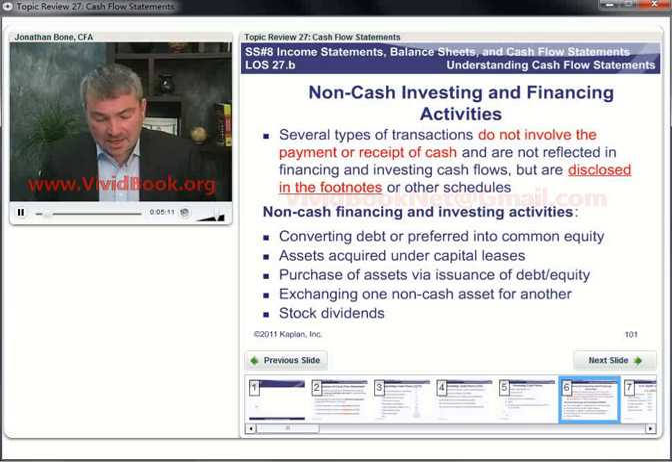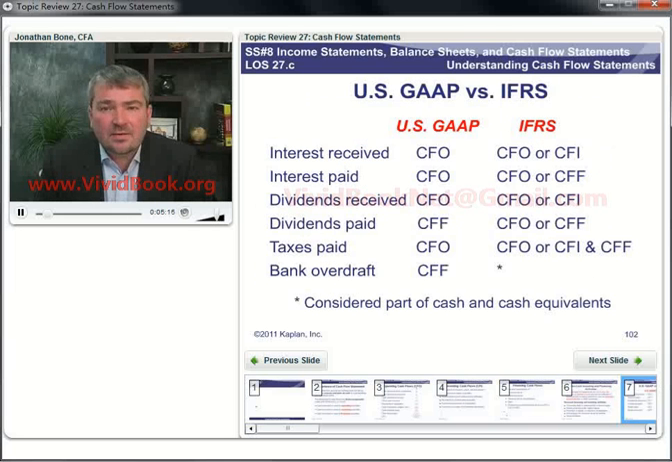Our next LOS asks us to contrast US GAAP and IFRS. Notice US GAAP here is far more prescriptive than IFRS. It tells you where all the cash flows will go. IFRS has far more flexibility, allowing you to report economic substance. So let's just take each item in turn.